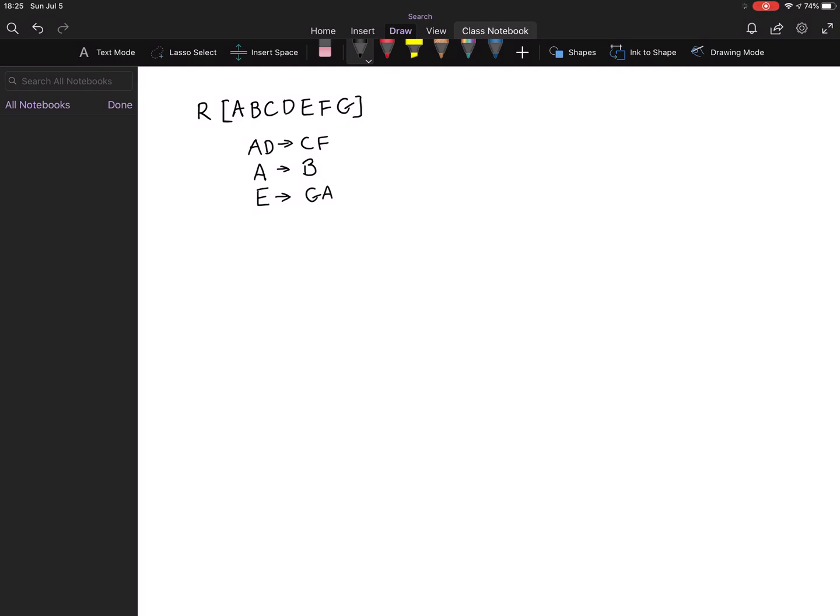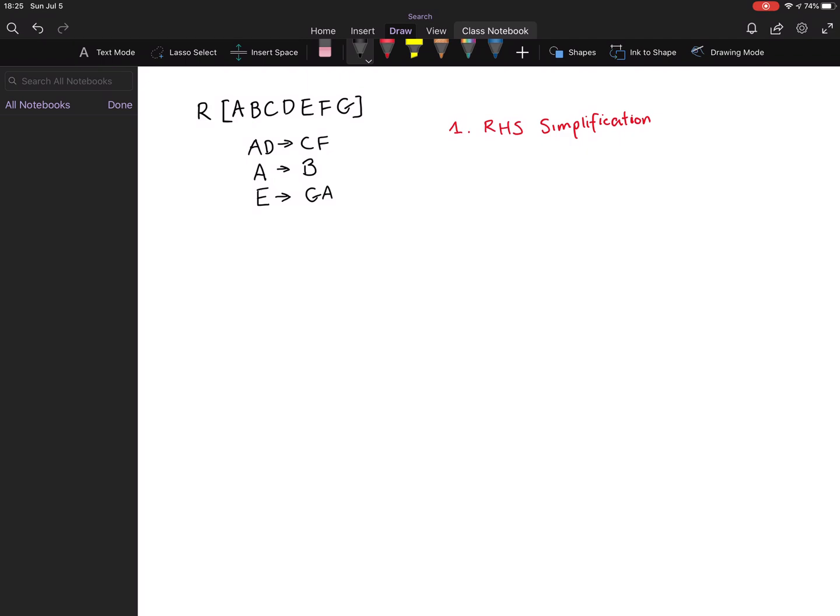Okay, so step one is to do right-hand side simplification. Okay, a right-hand simplification is as simple as it sounds.